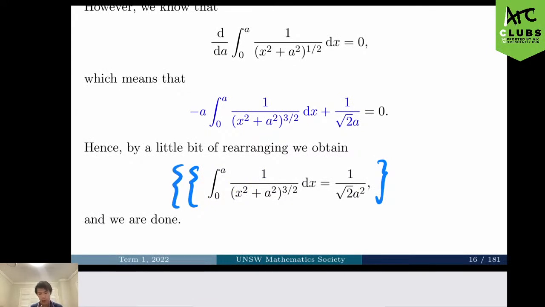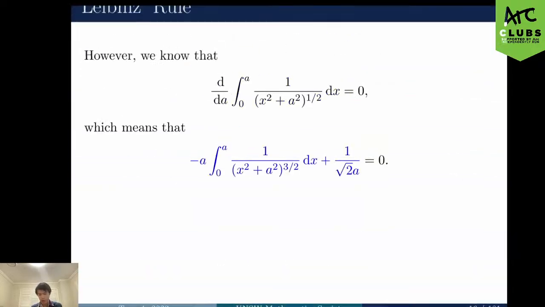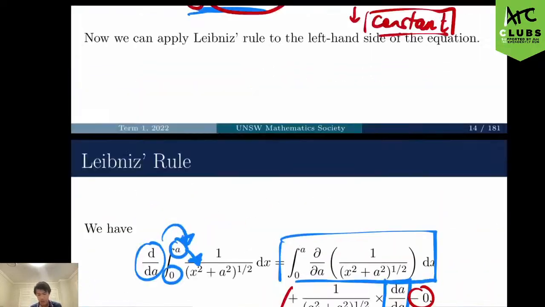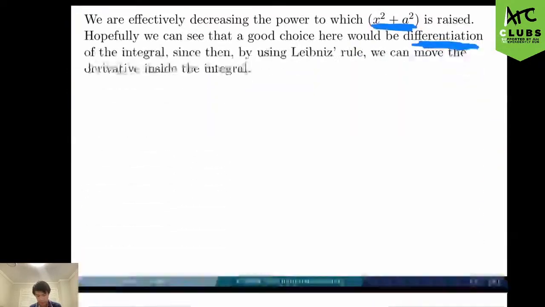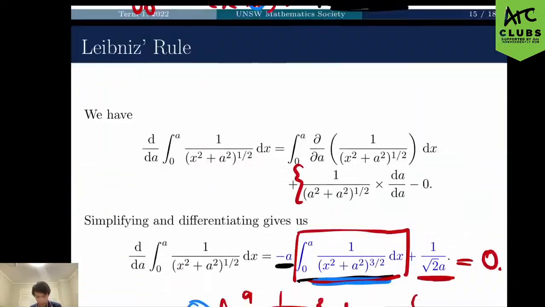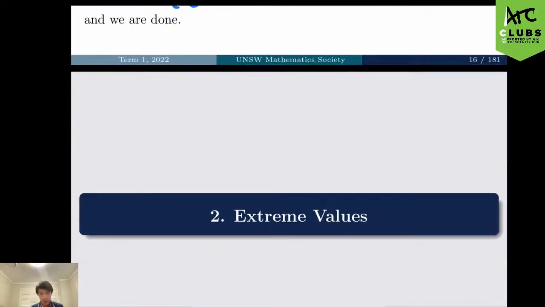Yeah, that's basically how Leibniz's rule works, right? Don't get distracted by all of this confusion, right? Just think about what you need to do, which in this case is just differentiate, right? Differentiate this thing to turn it into 3/2, right? And then use Leibniz's rule. Cool. Awesome. So that's Leibniz's rule done.